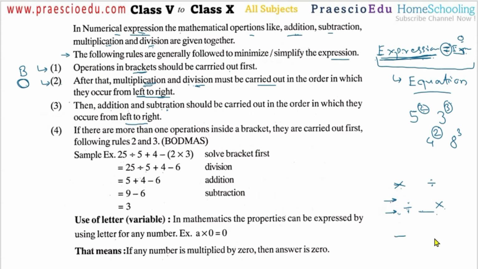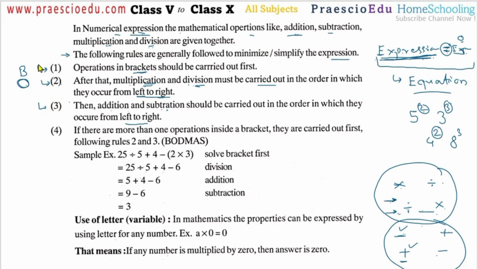Suppose there is a subtraction here and an addition here, which one is on the left side? The subtraction, so first solve the subtraction and then go for the addition. Suppose in an expression there is an addition and then a subtraction, which is on the left side? The addition, so first solve the addition and then go for the subtraction. So this is the first and this is the second. In each, decide which one is maintained on the left side. So this is the third step: addition and subtraction.